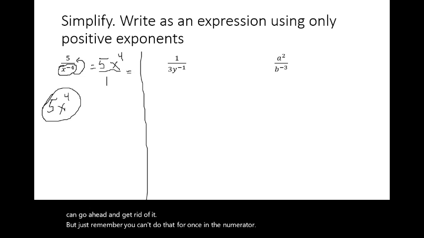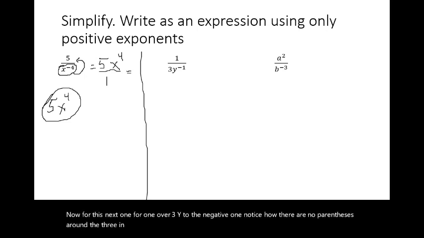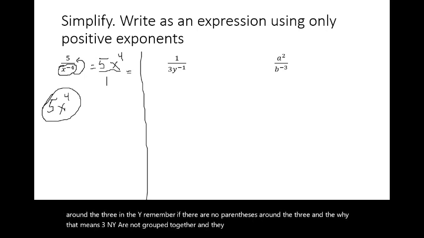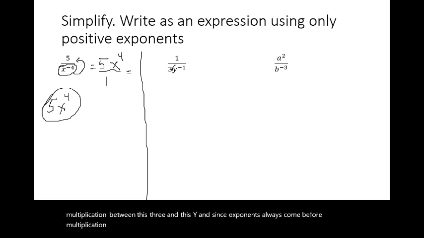Now for this next one, for 1 over 3y to the negative 1, notice how there are no parentheses around the 3 and the y. Remember, if there are no parentheses around the 3 and the y, that means 3 and y are not grouped together and they are considered separate. There is hidden multiplication between this 3 and this y. And since exponents always come before multiplication, the only thing that is being raised to the power of negative 1 is this y, and that 3 is not included.